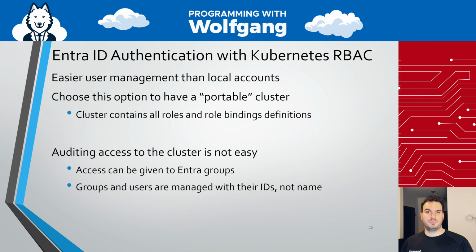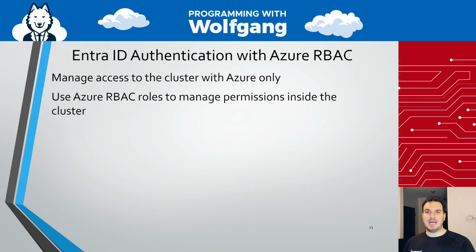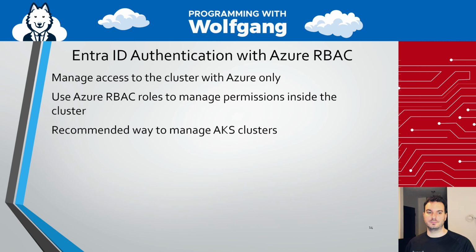As I just said, the problem is that we're using IDs. This means that auditing is not really easy because we always have to look up the ID, figure out what user or what group has access to the cluster, and then we can see what they did. And then the last and best authentication option is the Entra ID authentication with Azure RBAC. With this authentication option, we only use Azure to manage the authentication and authorization. This means we use Azure RBAC to give permissions to the whole cluster or to only namespaces, as we also have seen in the demo today.